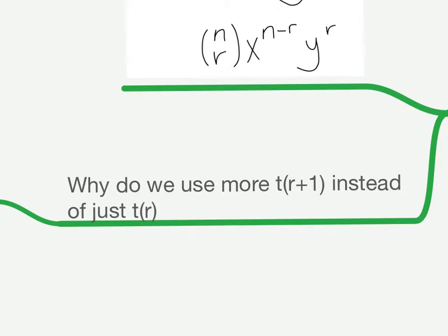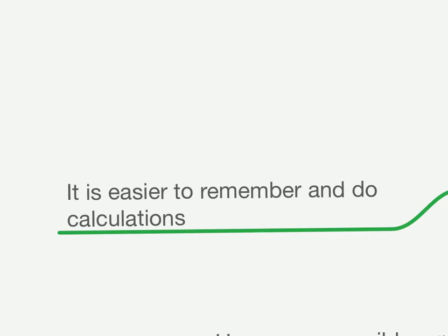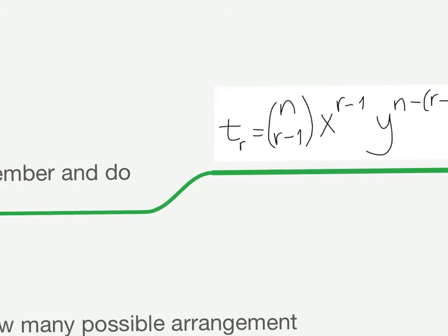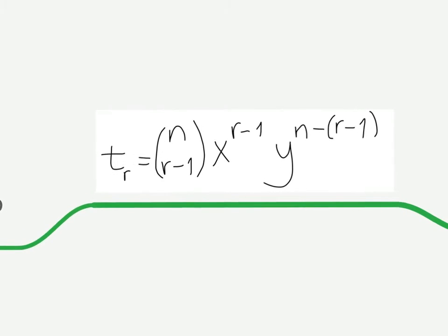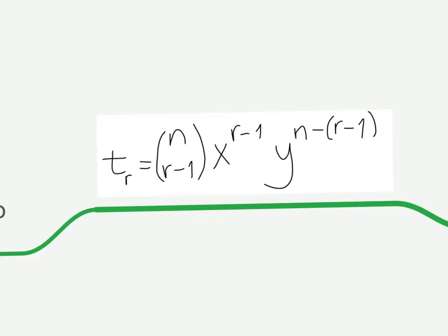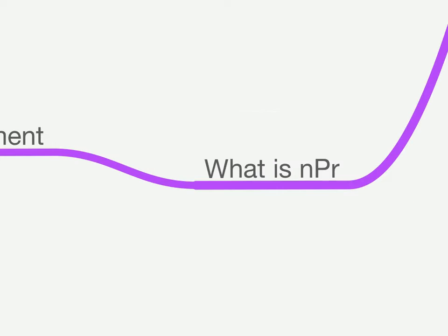Then why do we use T(r+1) instead of just T(r)? Simple, because it is easier to remember and to do calculations, as can be seen here. The formula will be longer if only T(r) is used.